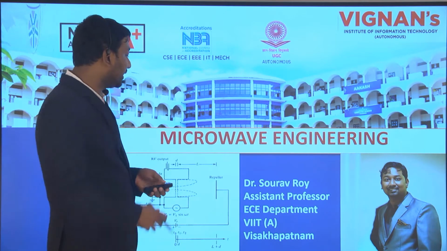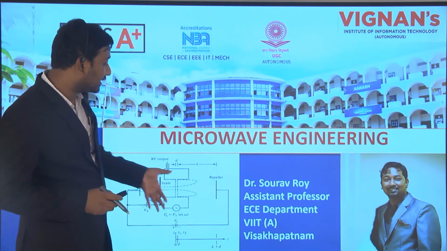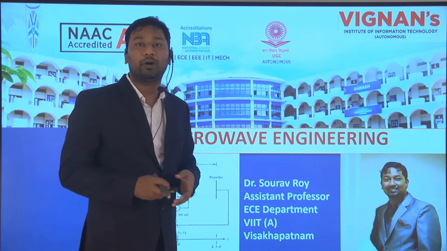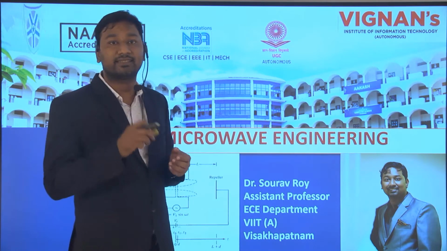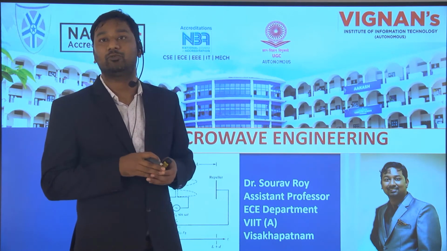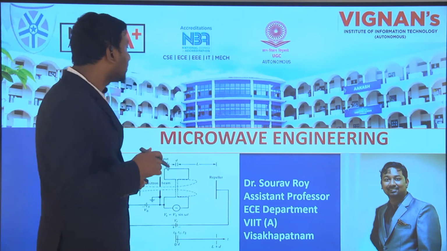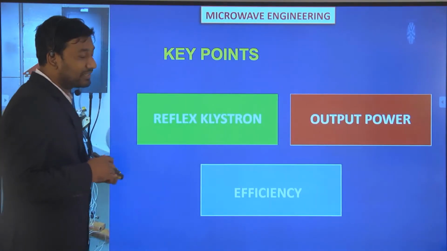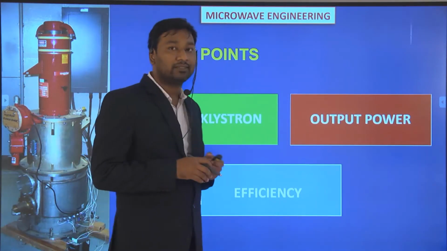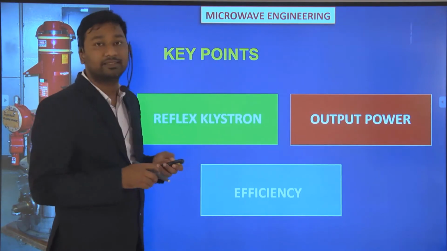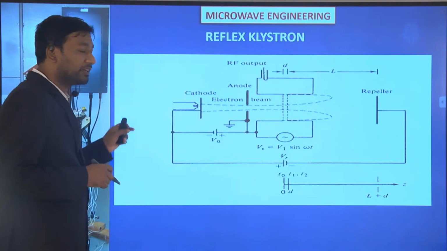So in this lecture we will discuss the reflex klystron oscillator, its output power as well as efficiency, and its current in the catcher cavity walls, how much current. So first we will see the reflex klystron. Those are the key points: output power as well as efficiency. So first we start from the reflex klystron.